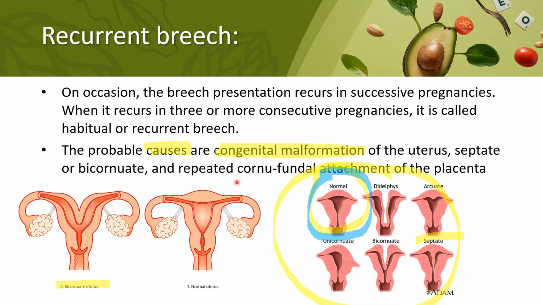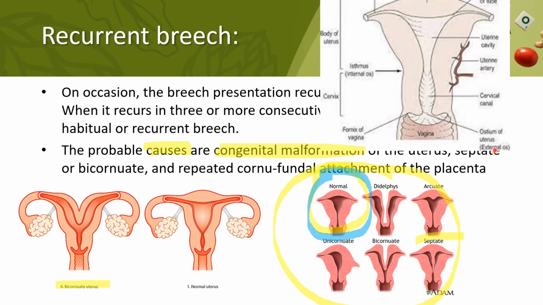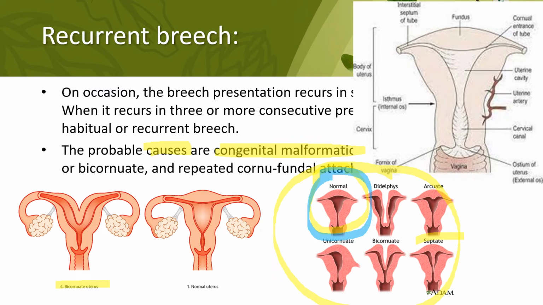Then another cause is repeated cornuo-fundal attachment of the placenta. I already told you, this part is the cornual part. If the placenta is attaching here, the small head of the fetus can be engaged here, so it always results in breech presentation. Clear? Next, please.